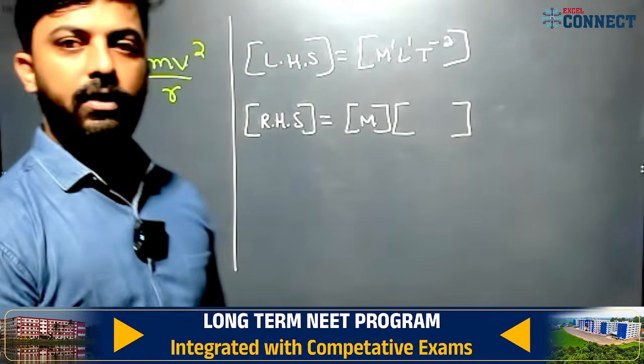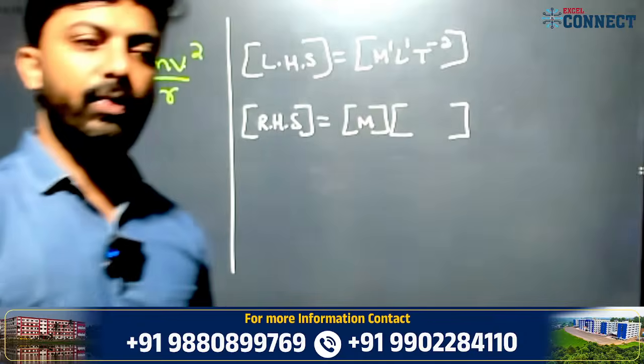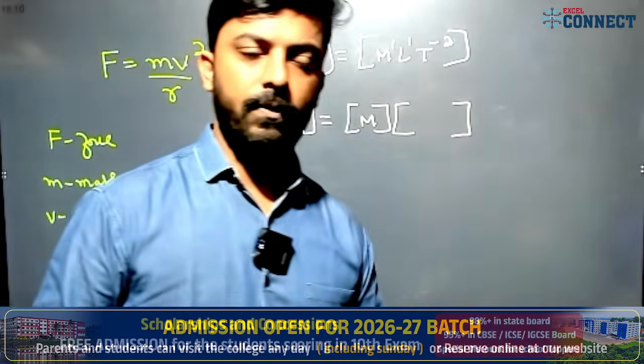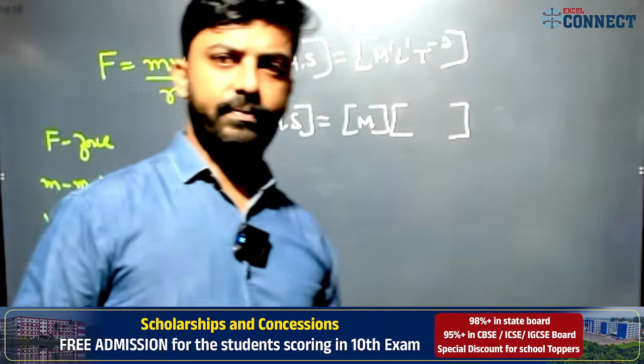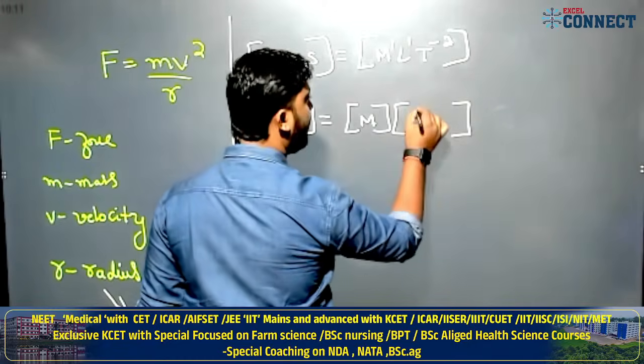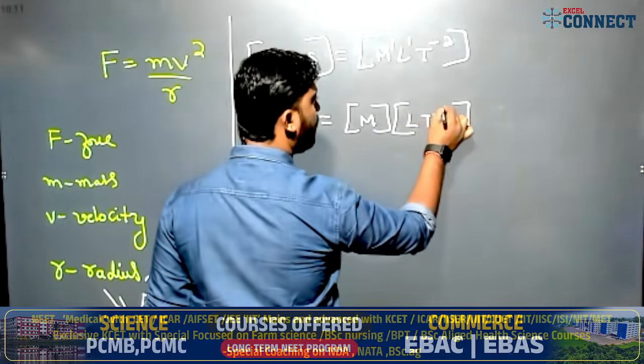Right. Kushi, it is M0 L1, whether it is T plus 1 or T minus 1. Velocity, the dimension, it is M0 L1 T minus 1.